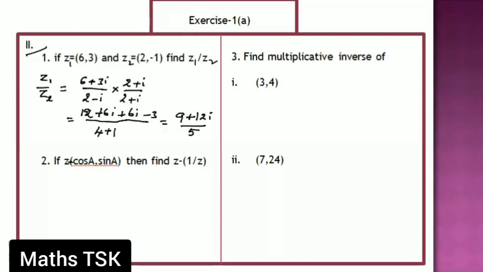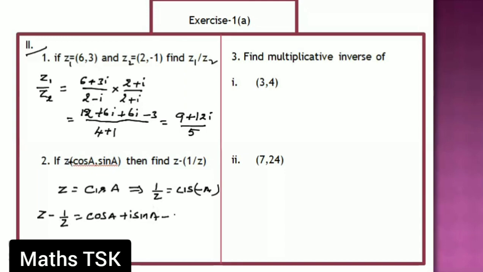Next problem. z is equal to cos A comma sin A. If z is equal to cis A, that implies 1 by z is equal to cis minus A. Now z minus 1 by z. z is cis A, which means cos A plus i sin A. Minus 1 by z, minus cos A plus i sin A. This is a minus i sin A, which becomes a plus i sin A. Totally, the cos terms get cancelled. So it is nothing but 2i sin A.